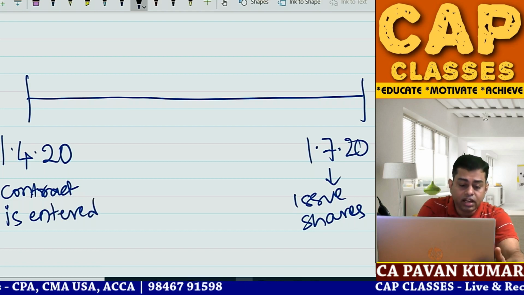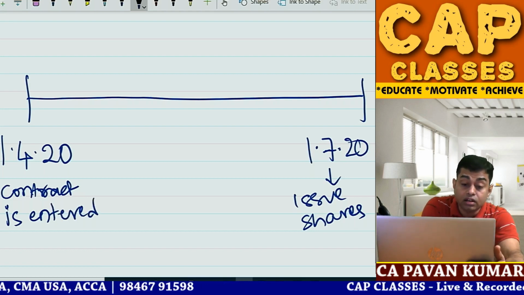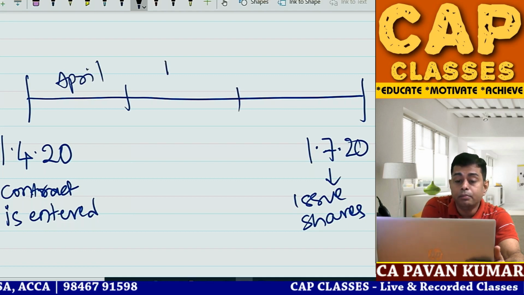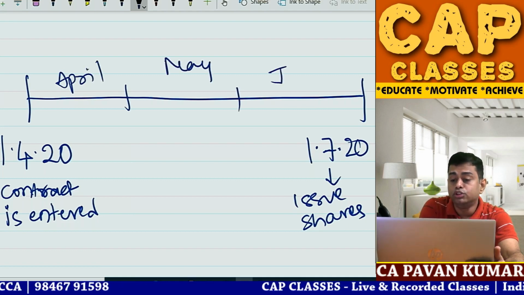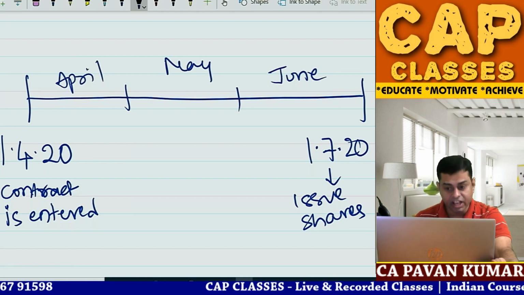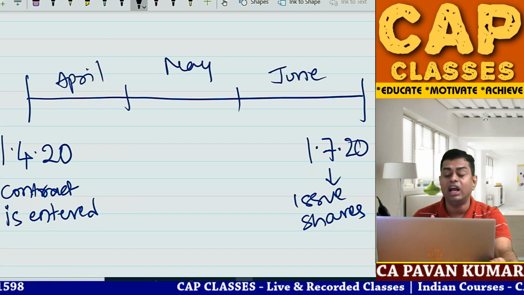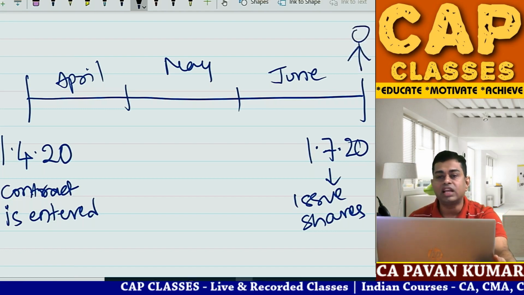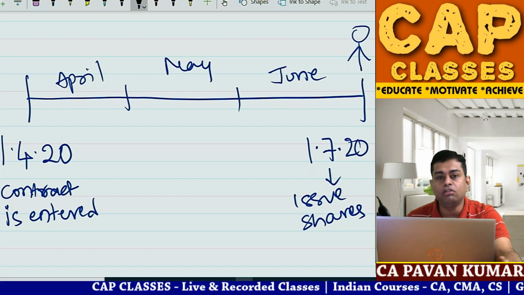Today the contract is entered. Do you think that in April, May, June the accountant will sleep, and wake up at the end of June and pass the journal entry here? Don't you think that is cash accounting? What is the meaning of the accrual system of accounting?